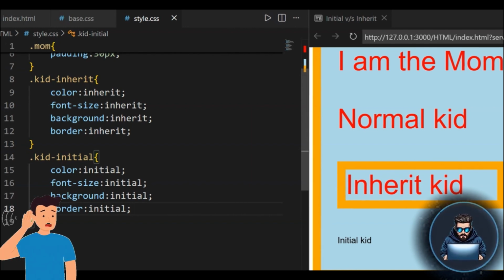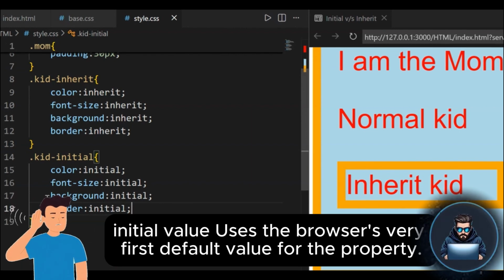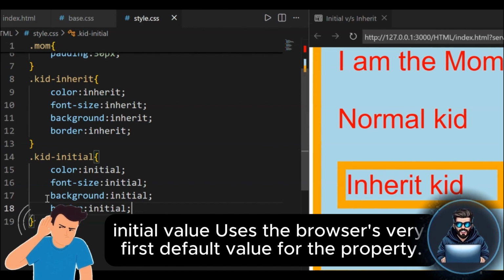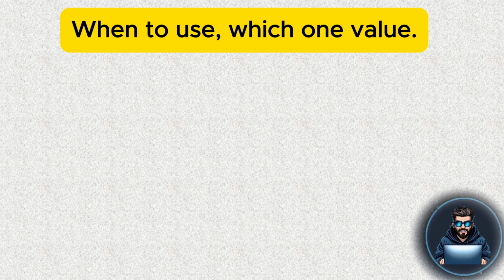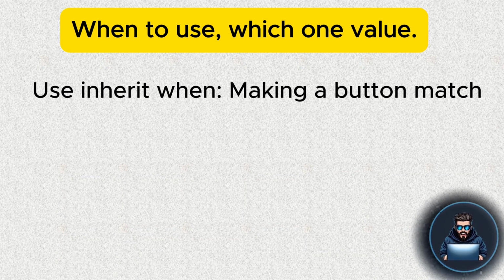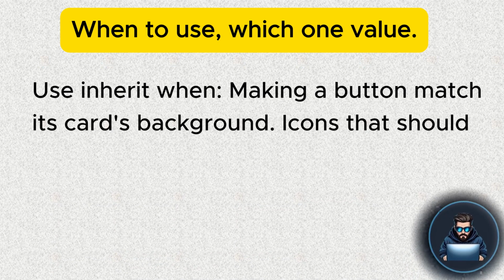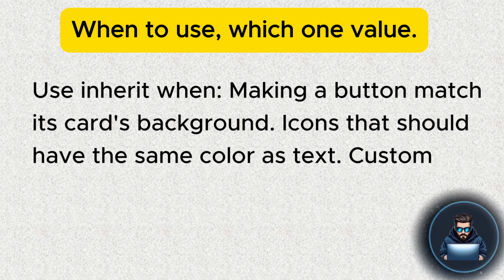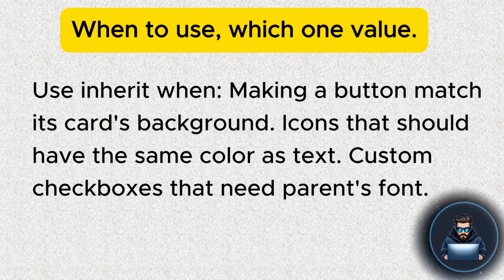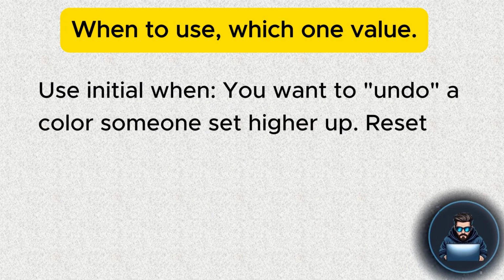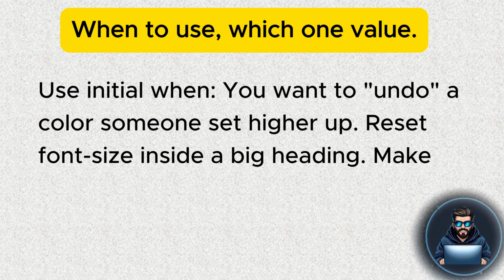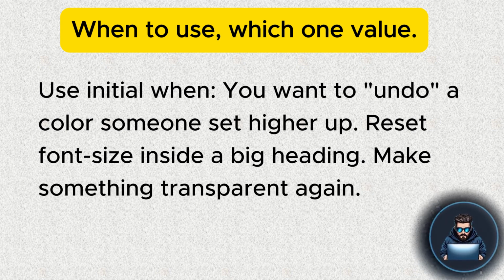Please keep in mind, initial value uses the browser's very first default value for the property. Let me clarify again. When to use which value? Use inherit when making a button match its card's background, icons that should have the same color as text, custom checkboxes that need parent's font. Use initial when you want to undo a color someone set higher up, reset font size inside a big heading, make something transparent again. That's it.